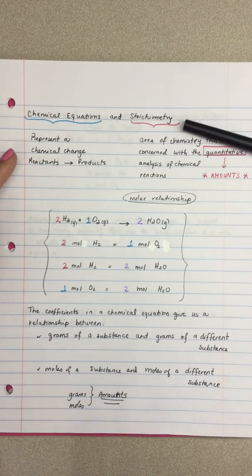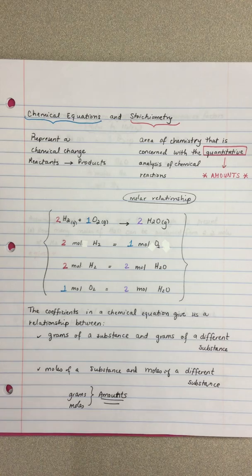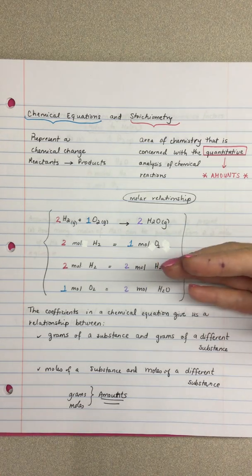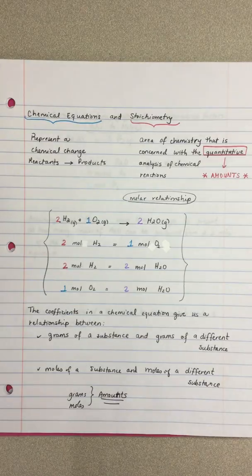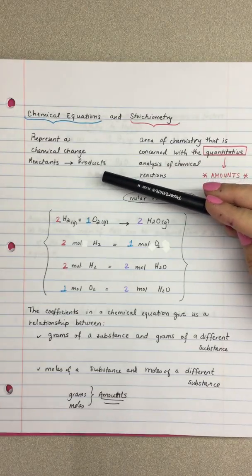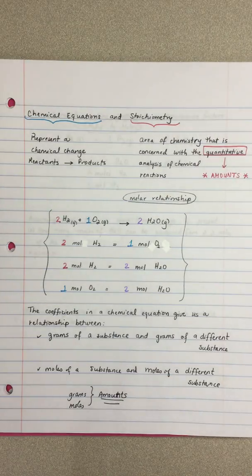So, chemical equations and stoichiometry. Chemical equations are what we use to represent a chemical change. So we have our reactants, which are our initial substances, and after the chemical change happens, we're going to have new substances, which are the products, or what is being formed in the chemical change that is happening.